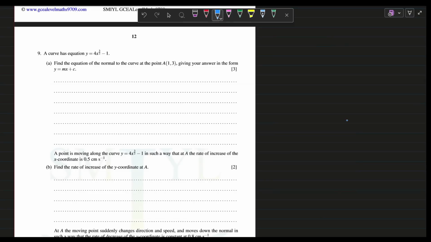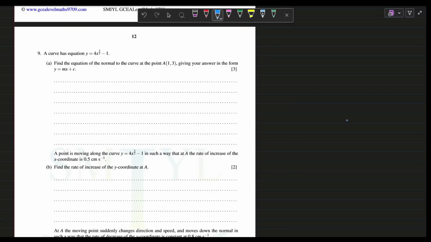Number 9. A curve has equation y is equal to 4x to the 3 over 2 minus 1. Part A, find the equation of the normal to the curve at the point A(1, 3), giving your answer in the form y equals mx plus c.